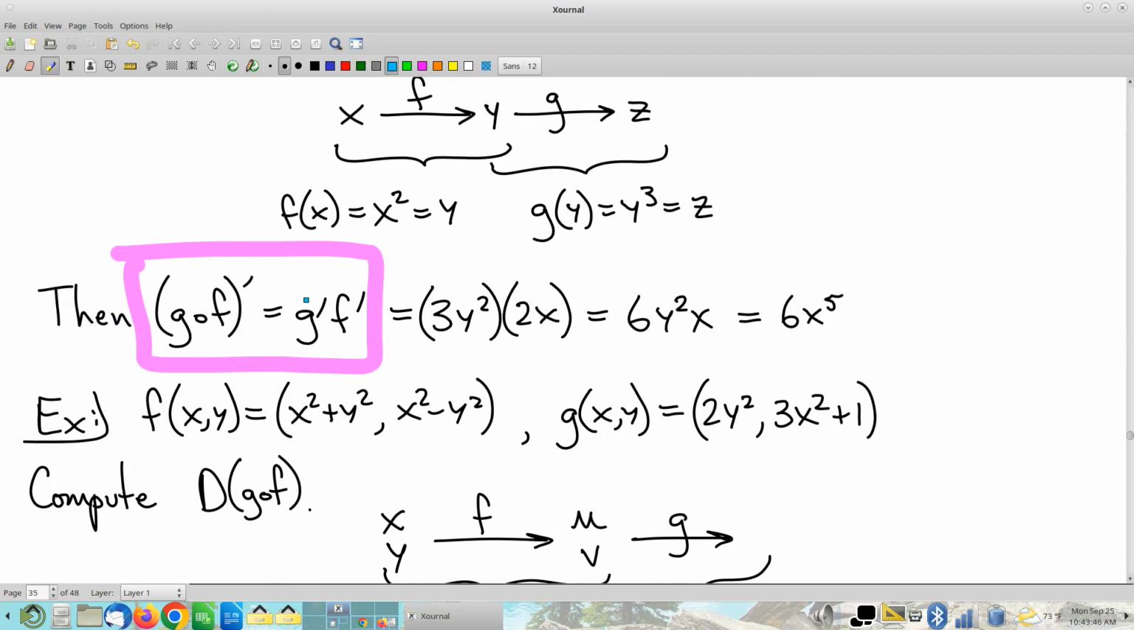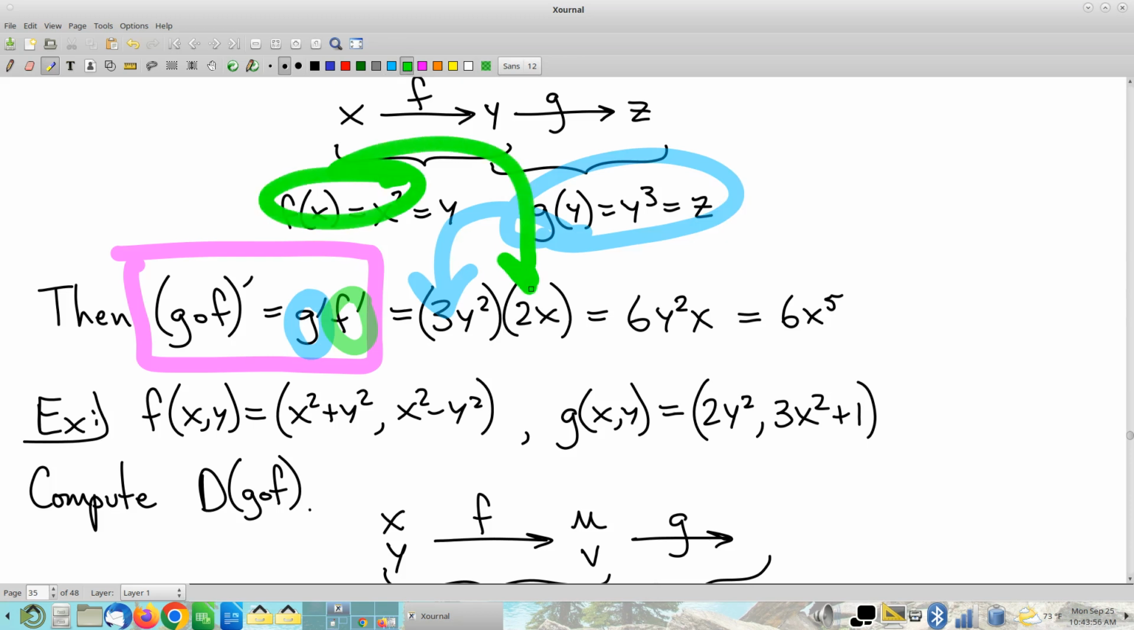Let's see here. G prime, 3y squared, nothing to it. F prime, 2x, nothing to it. And then you can write that all down. Notice that you get 6y squared x, and then you think to yourself, oh, wait a minute.